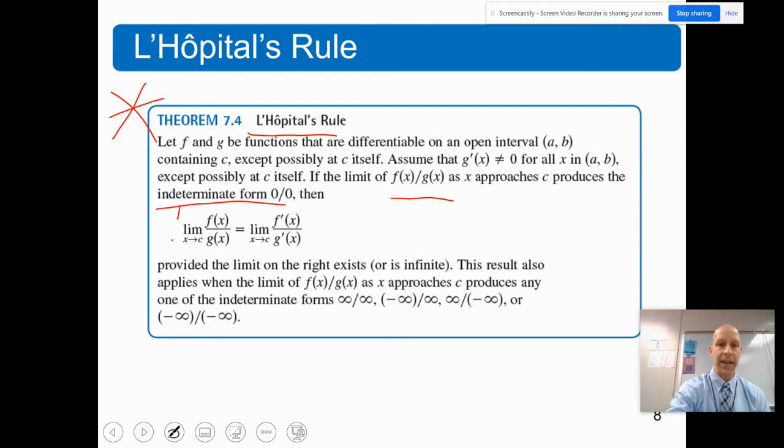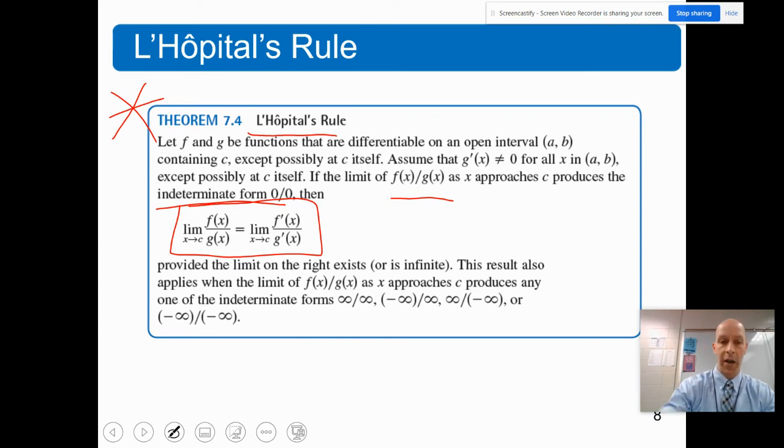then here's the big idea. The limit of f of x over g of x as x approaches c is equal to the limit of the derivative of f divided by the derivative of g. So this can help us figure out what those indeterminate forms are.